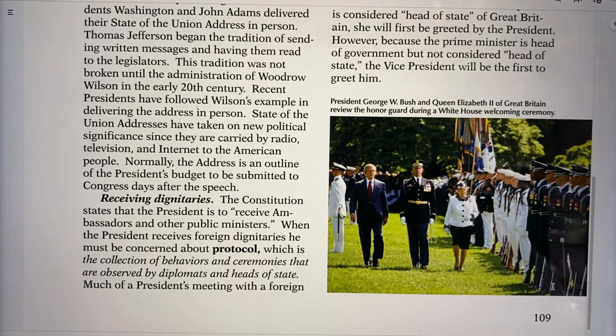So the President of the United States greets the Queen first, and then the Vice President greets the Prime Minister, the Prime Minister being under the Queen. And so it's very important that presidents know all of these important things when they're dealing with dignitaries. So that whole section is section 1 and has to do with the Chief of State.